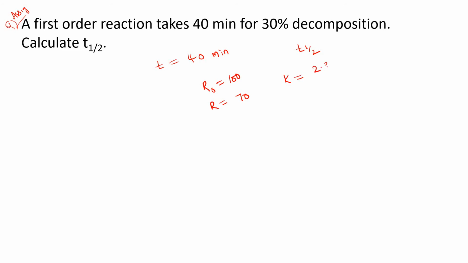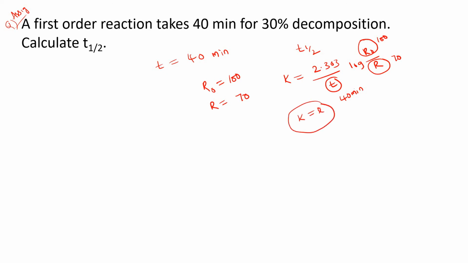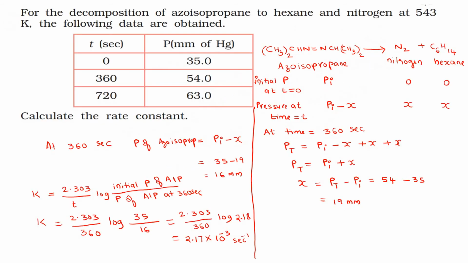Then you calculate the K value here. K is equal to 2.303 by T into log R naught by R. Now T is how much here? 40 minutes. R naught is how much here? 100%. R is how much here? 70%. So after substituting this, you will get the K value. Now what they are asking, T half. T half is equal to what actually, formula? 0.693 by K. Now substitute this K value here, you will get the T half. In this way we can easily solve the problem.